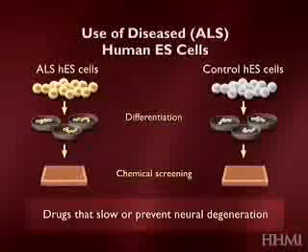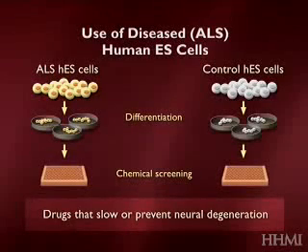We can take the embryonic stem cells, have them go through the differentiation protocol in a petri dish, and then do chemical screening. I think this holds enormous promise for the next few years to try to find drugs that slow or prevent this neural degeneration. Now, I should emphasize this does not cure the disease. It doesn't reverse the process, but it does slow it down.